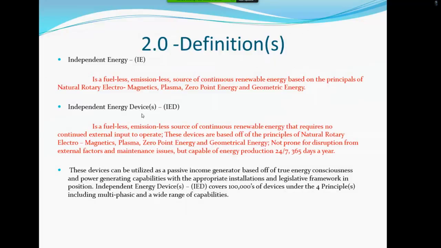So the actual definition of independent energy devices, this is what all these will be operating on in order to operate with Illuminate the Way and safely, to avoid the unscrupulous characters, as will be mentioned. Independent energy devices is a fuelless, emissionless source of continuous renewable energy that requires no continued external input to operate. These devices are based off the principles of natural electromagnetics, plasma, zero-point energy, and geometrical energy, not prone to disruption from external factors and maintenance issues, but capable of energy production 24/7, 365 days a year. These definitions are the base ones to operate for independent energy and associated technology trees. So it grants mass utilization to the public.